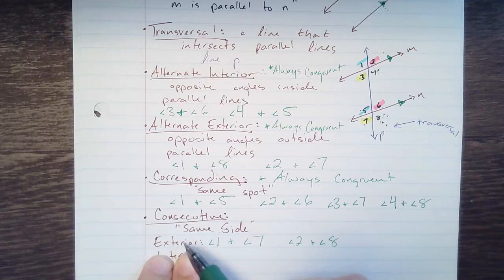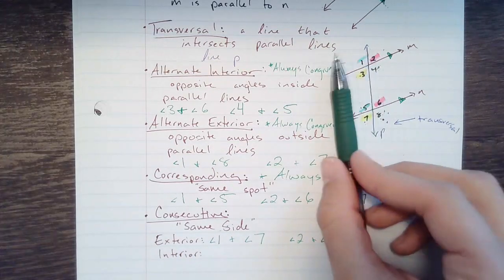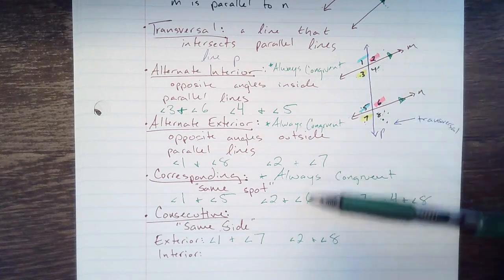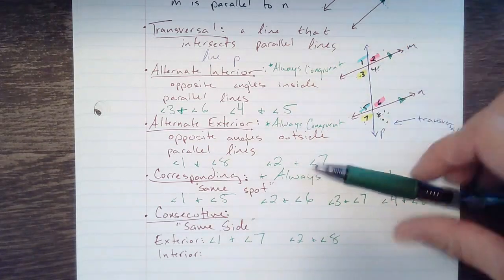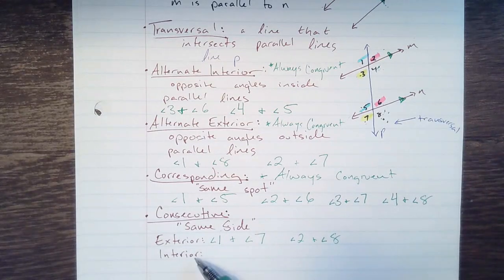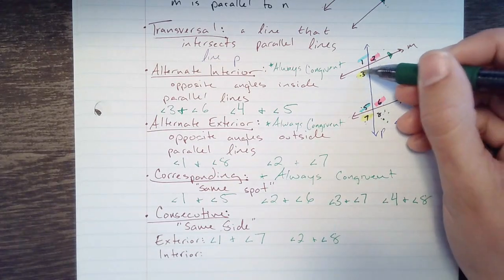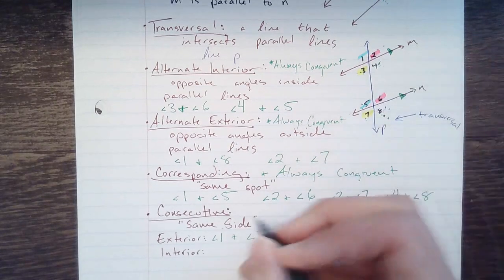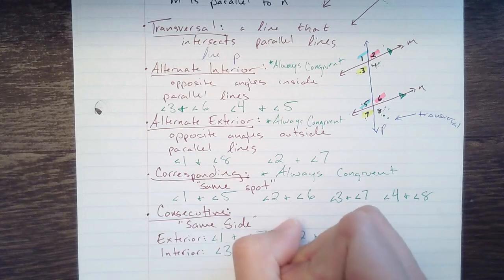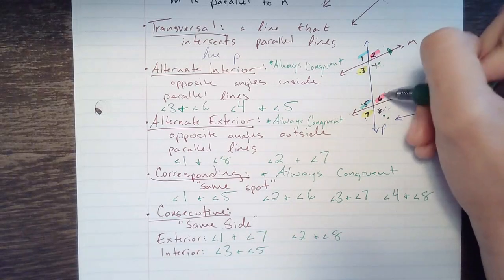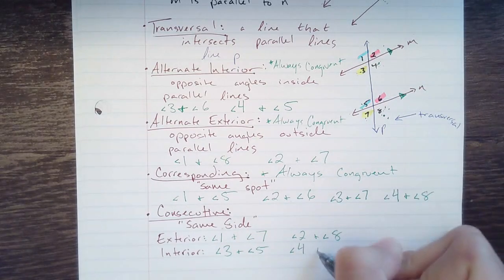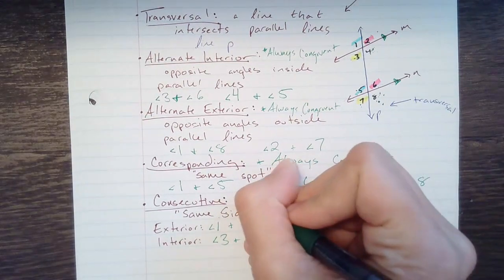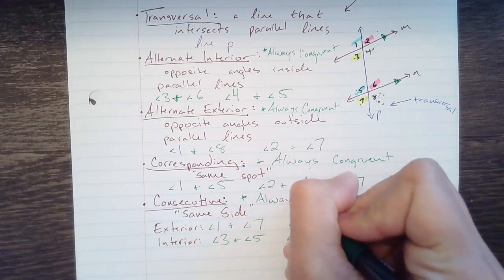And then we have consecutive interior, which is same side but inside, so 3 on the same side as 5, and then 4 and 6. And these are always supplementary. We'll do an example.